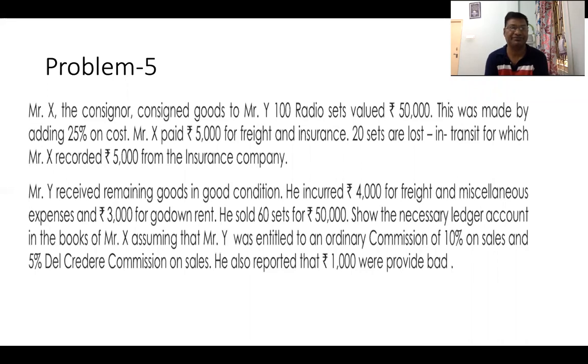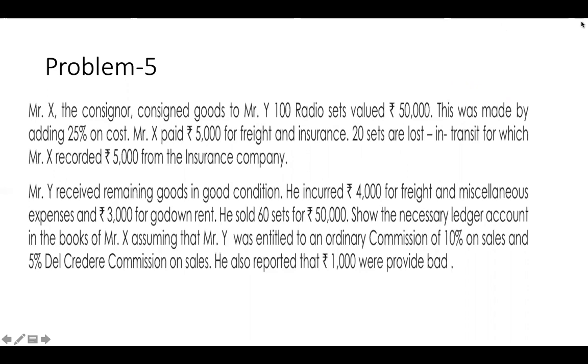Can one of you read this? Mr. X, the consigner, consigned goods to Mr. Y, 100 radio sets valued at 50,000. This was made by adding 25% on cost. Mr. X paid 5,000 for freight and insurance. 20 sets are lost in transit, for which Mr. X recovered 5,000 from the insurance company.